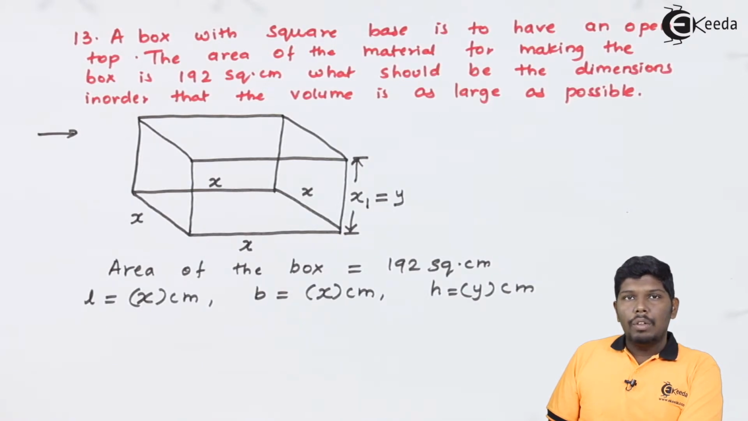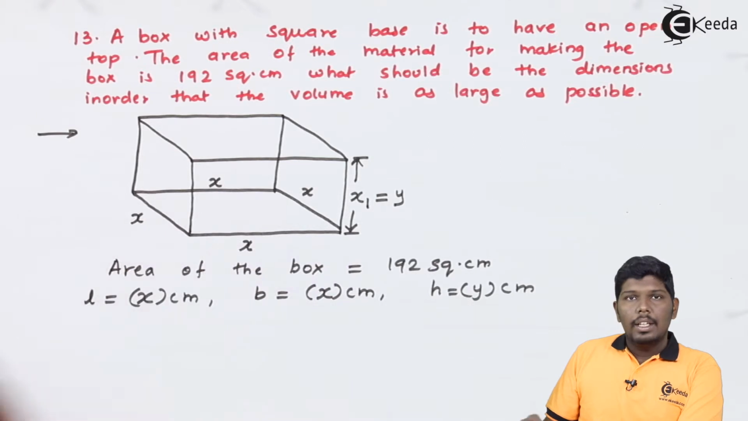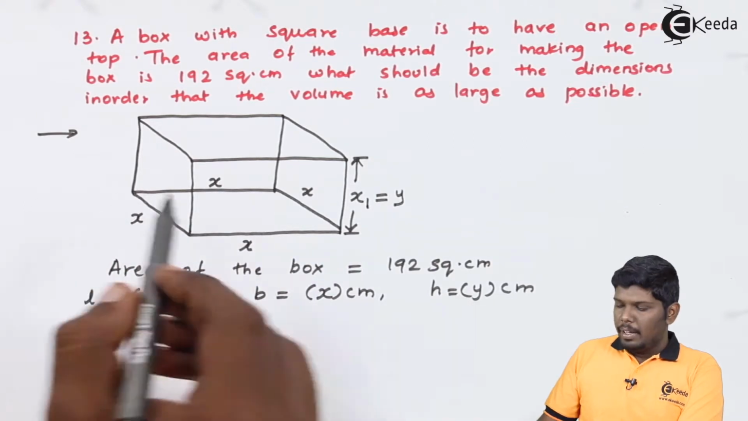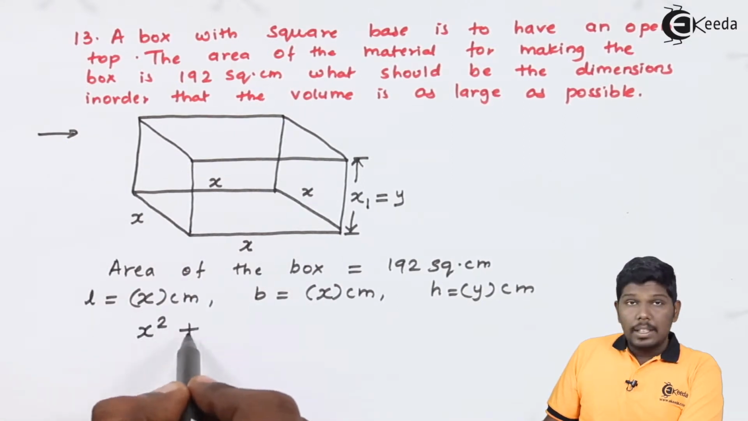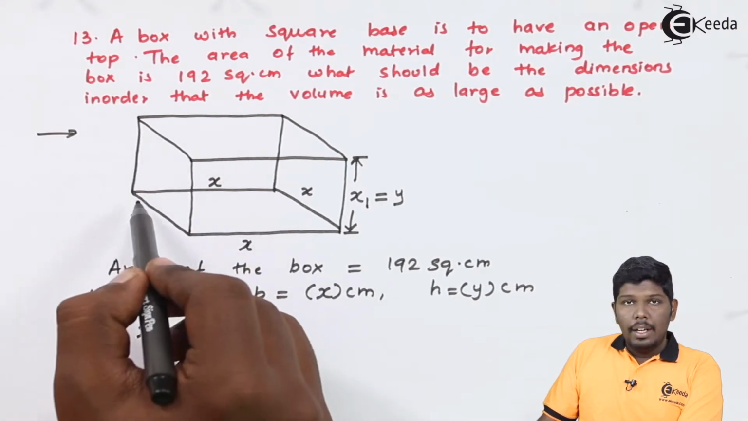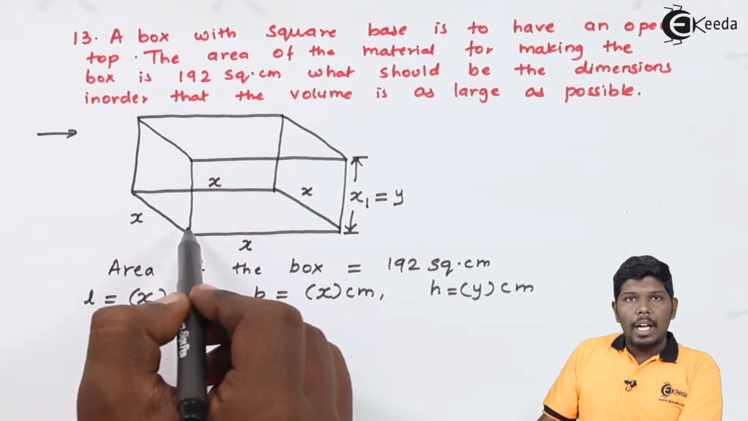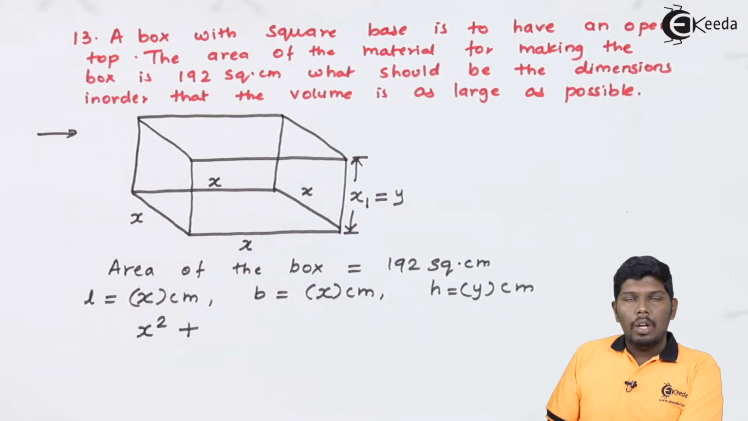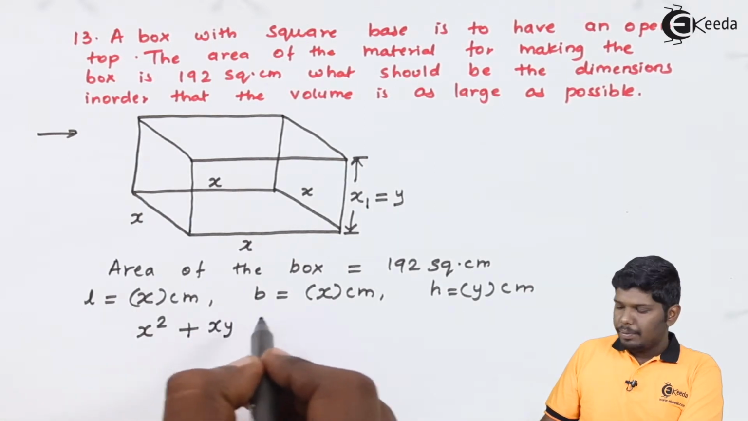Now, to find the area of the box, we have 5 different faces. Area of the base, since it is a square, is side square. That is, x into x will give you x square. Plus, the area on the side face. If you see this side, one side is x and the other side represents height, that is y. And area of rectangle, we know it is x into y, that is xy.